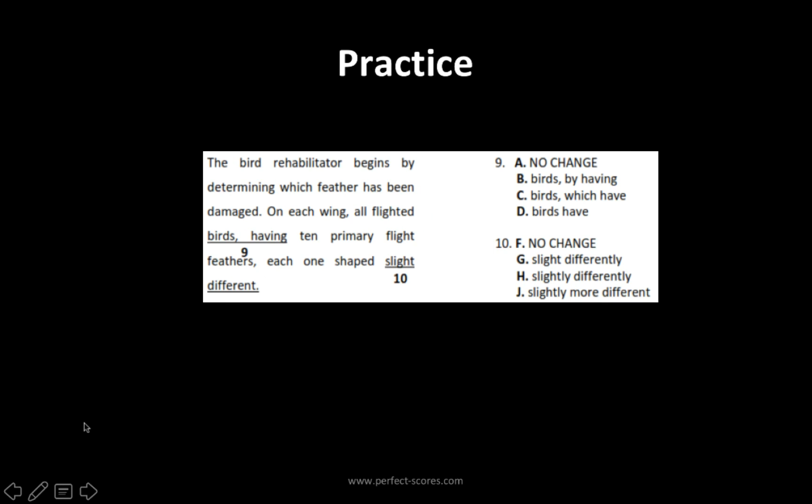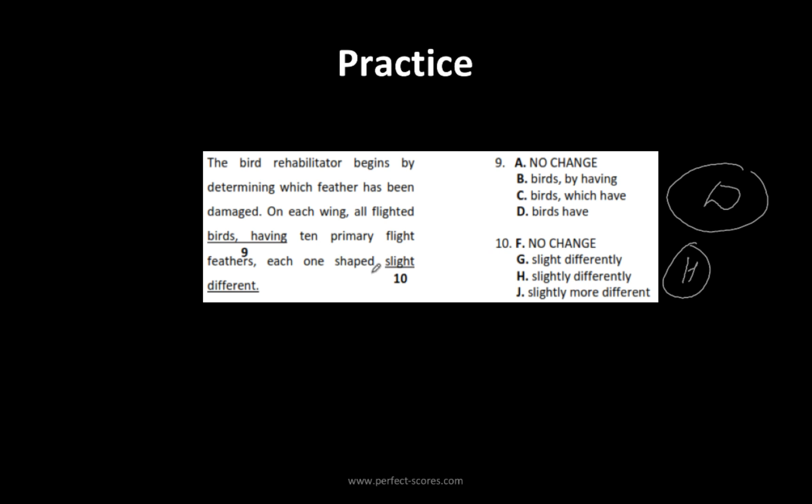This one is a combination of two questions, question 9 and number 10. The bird rehabilitator begins by determining which feather has been damaged. On each wing, all flighted birds having 10 primary flight feathers, each one shaped slightly different. Now we've already done the 10th question, so might as well put the answer here directly, which is H. Now read this sentence again. On each wing, all flighted birds have 10 primary flight feathers. So the answer is D, because that is the only one that makes it correct.